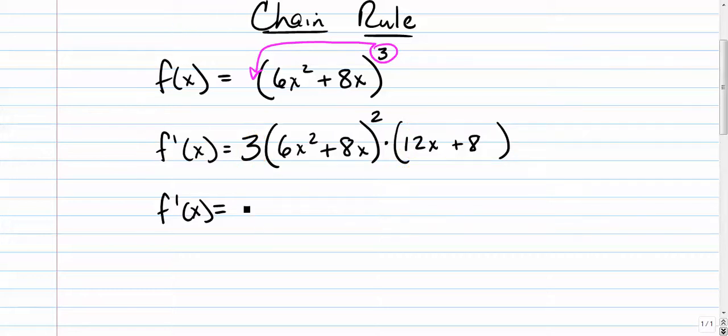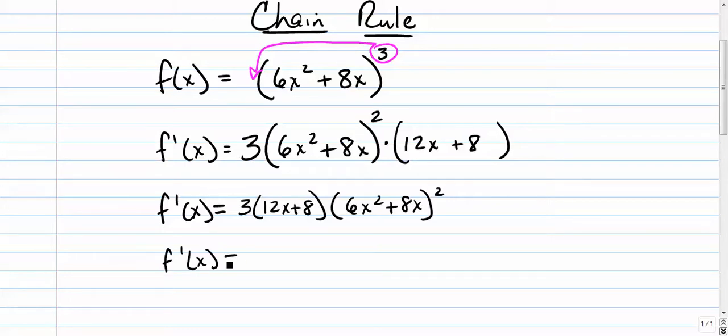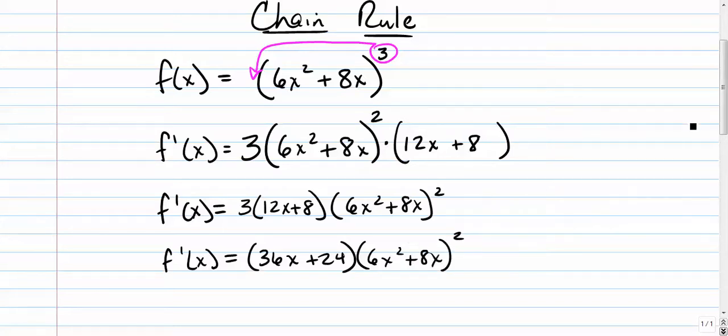So what I'm going to do is take 3 times the quantity 12x plus 8, and then keep that just like that. This is a binomial raised to a power of 2, so we can't really combine them quite as well here. So we're going to just simply distribute here 36, 24. So in parentheses I'll have 36x plus 24, close parentheses, times this quantity. And that's your derivative. Let's try another one.